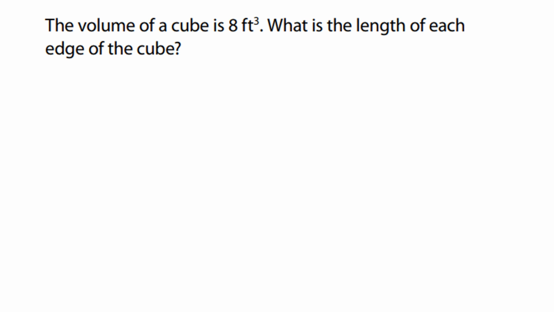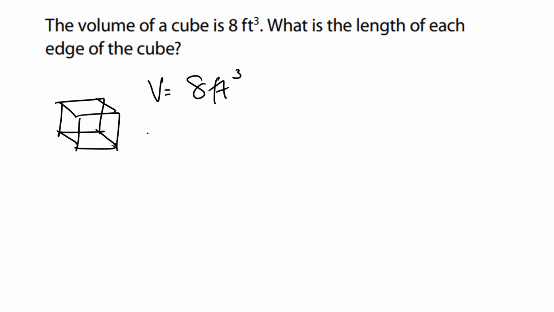The volume of a cube is 8 feet cubed. What is the length of each edge of the cube? So again, here's our cube. We know that the volume is 8 feet. Volume is length times width times height. So we're trying to figure out what number we can multiply length, width, and height in order to get the answer 8. We use our knowledge of cube roots and work backwards.